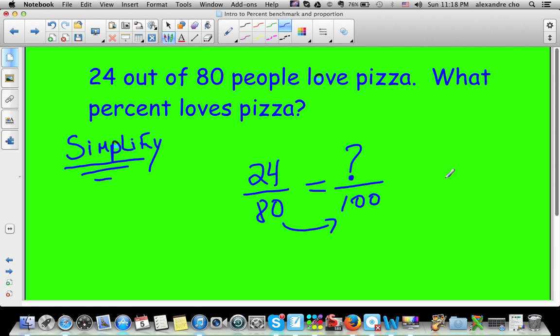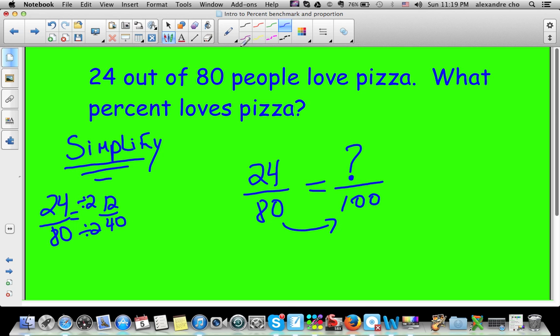So there was something here that you had to do before. Well, that's why I wrote simplify here. So let me take 24 over 80 and simplify. If you simplify, let's do this the long way. Let's divide by 2, top and bottom. Divide by 2, you get 12. And divide by 2, you get 40.